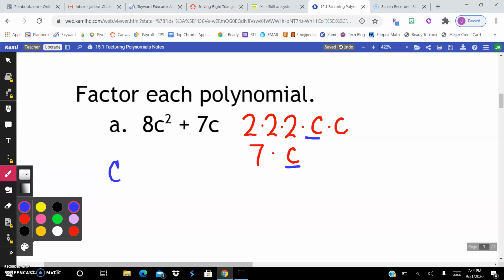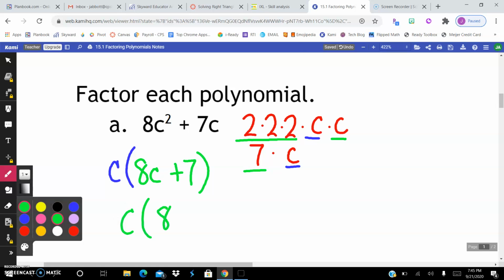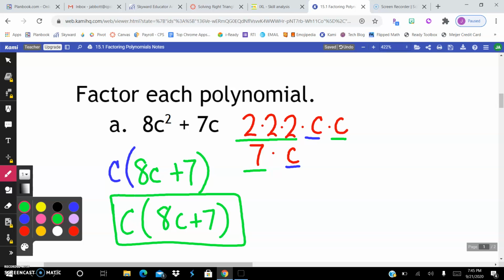That's going to go out front. Then inside of the parentheses right behind it, we have to write what is left over. So looking here, 2 times 2 times 2 is going to be 8, and then we have a c. Plus, what's left at the bottom? We have a 7 left over. So I write that all in one color. C times the quantity of 8c plus 7 is our factored answer here. And if you wanted to check your answer, you could distribute that c, and you should end up back at our original problem.